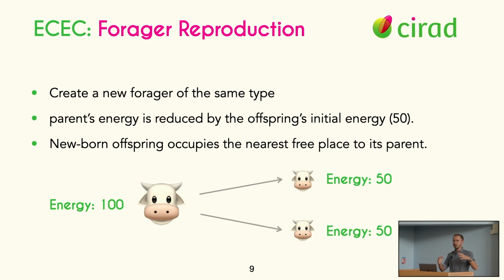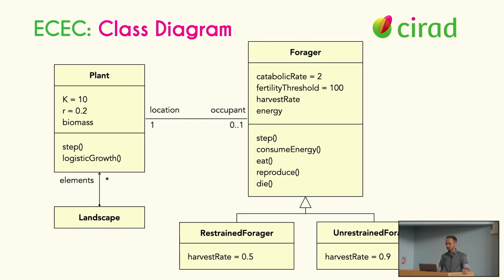When the forager is created, its initial energy is set to 50, and by the same amount, the energy of the parent forager is decreased. So you can think that a forager with energy 100 is splitting into 2 equal foragers. The new forager is created in any empty cell around its parent. And here you can see the class diagram that this model is represented by.